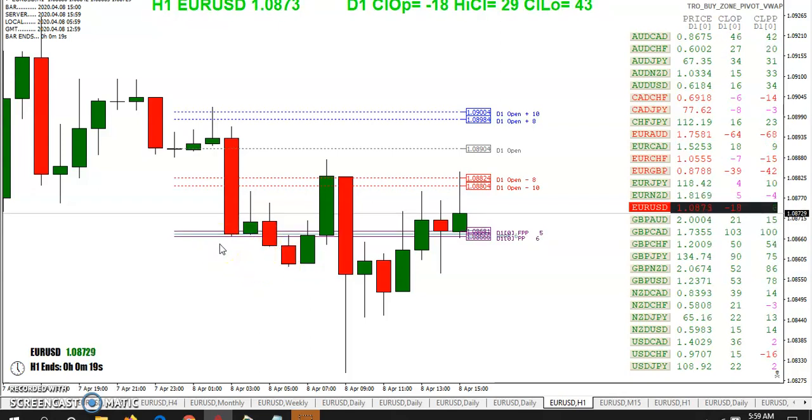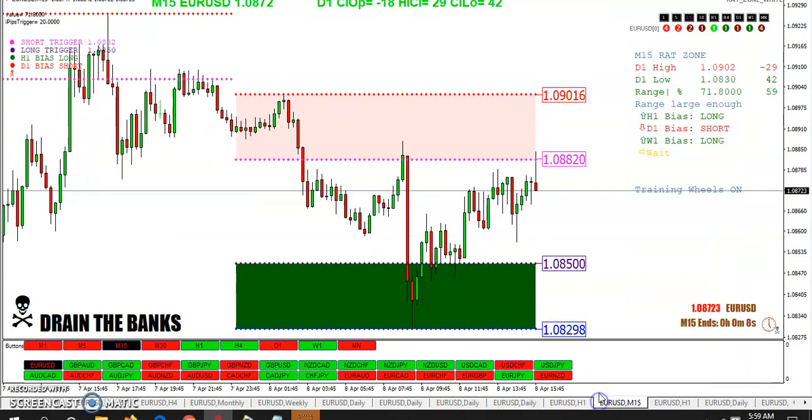Once again, it's really basic. You don't need a bunch of squiggly line indicators to tell you what price is doing. You can use your eyes and a couple of horizontal lines, and that's it.